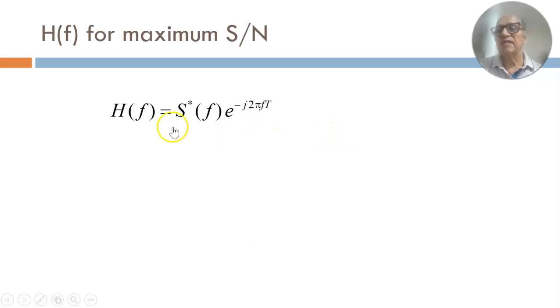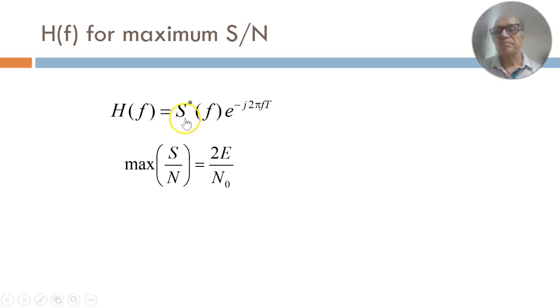H(f) for maximum S by N. This is the complex conjugate of the Fourier transform of the input signal, and this is of course phase shifted by this e to the power minus j 2 pi f T. So this is the condition for maximum S by N. So you can see that H(f) depends on the frequency spectrum of the input signal. That is why this filter is called a matched filter, matched to the signal.